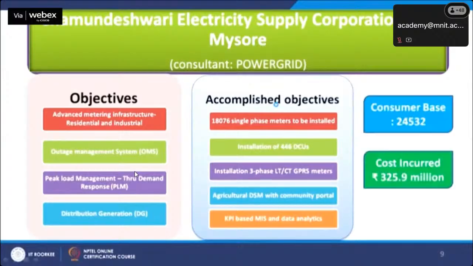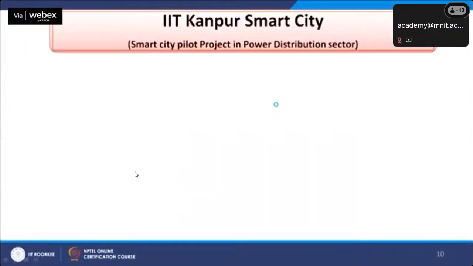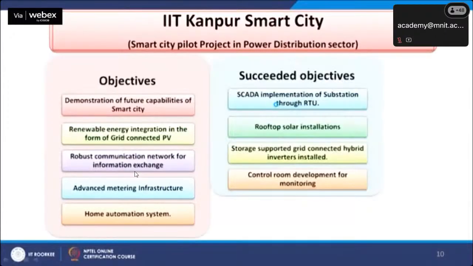And this is also a quite successful project at this point of time to highlight, the Chamundeshwari project. Then perhaps IIT Kanpur also initiated a smart grid project under smart city. So they have perhaps actually tried SCADA implementation of substation through RTUs, rooftop solar installations, storage supported grid connected hybrid inverters, and control room development for monitoring.